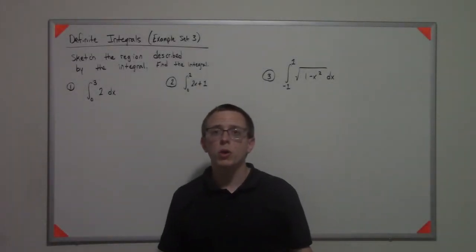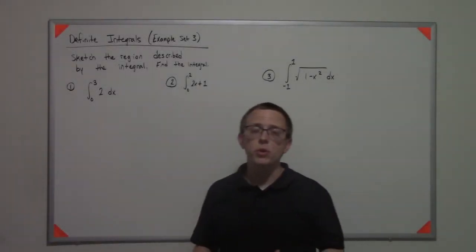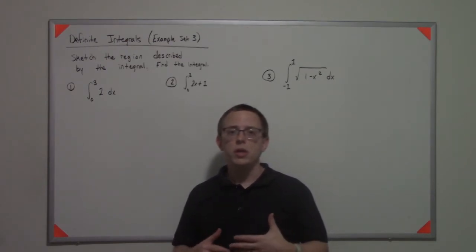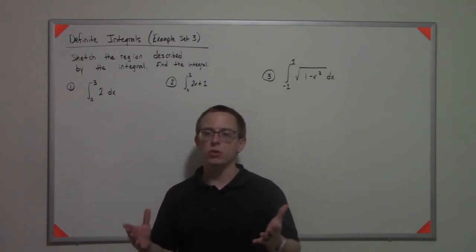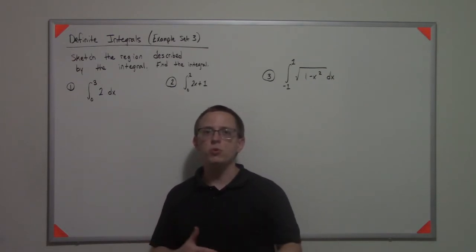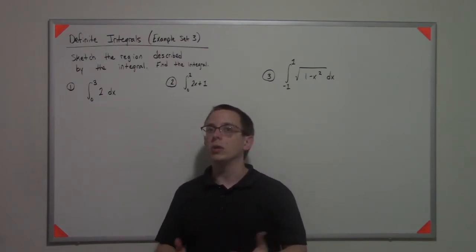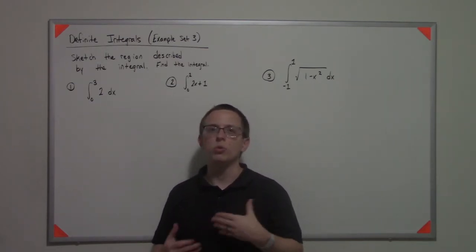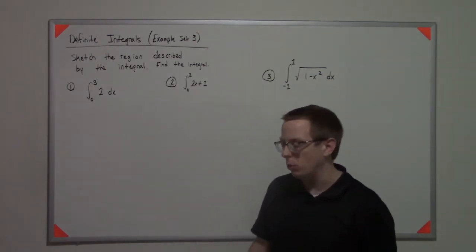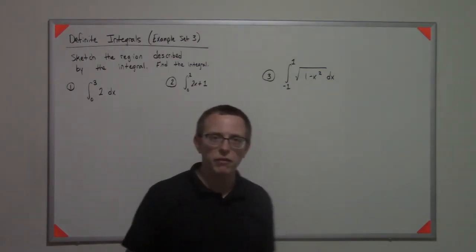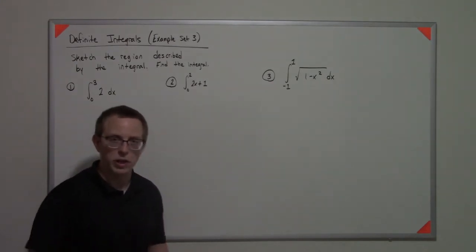For these examples, we're given an integral, and what we want to do is construct the geometric shape of it. We want to sketch the graph and see if we can use facts from elementary geometry to figure out what that integral is without having to resort to limits or anything like that. So we're kind of going the opposite way of what we normally do. But there's a lot of value in this.